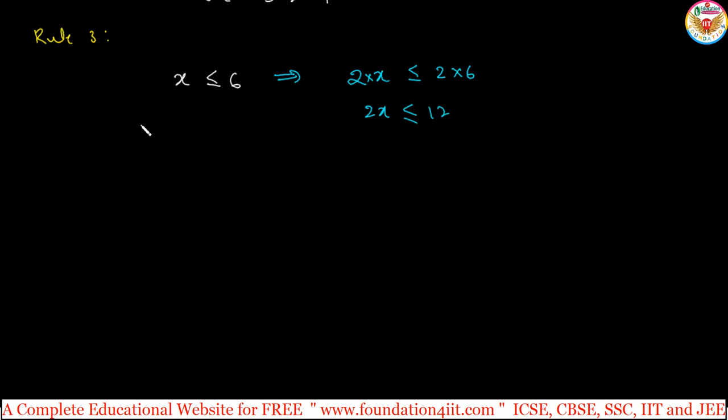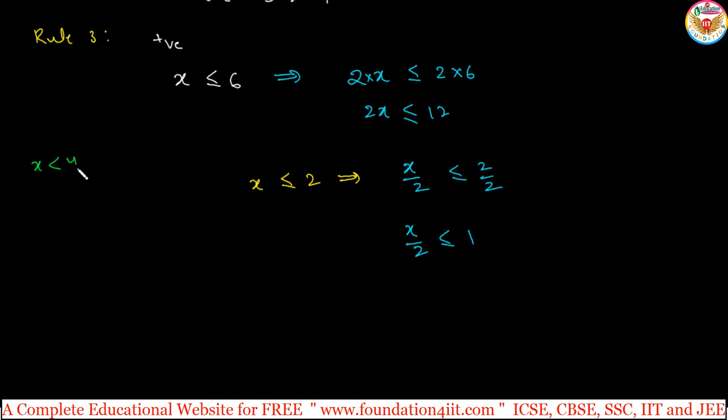Not only multiplied, even the dividing case also. For example, x is less than or equal to 2. Divide by a positive number: x divided by 2 is less than or equal to 2 divided by 2. Then x divided by 2 is less than or equal to 1. That means if each term of the inequation is multiplied or divided by the same positive number, then the inequality sign does not change. Okay, we can write the rule in this way.